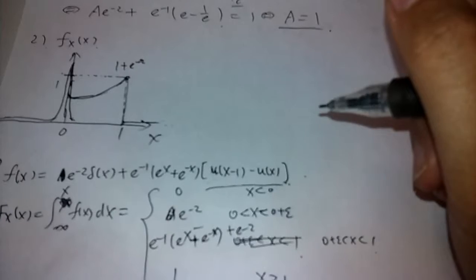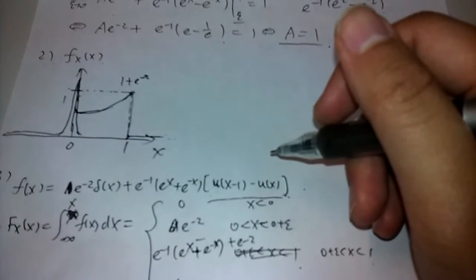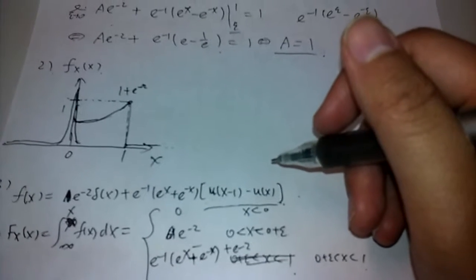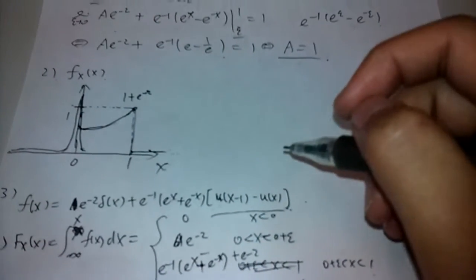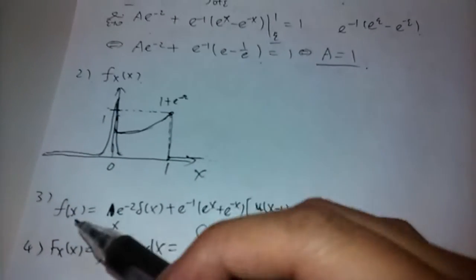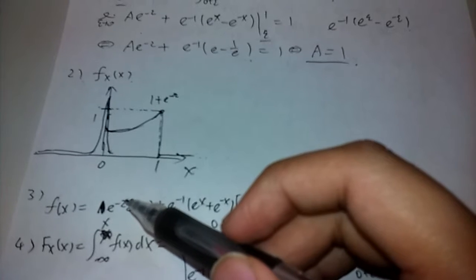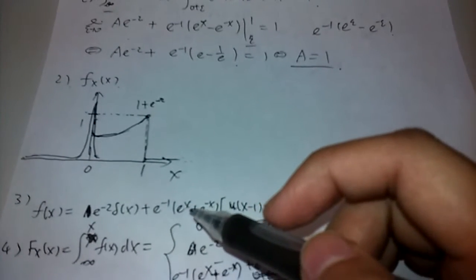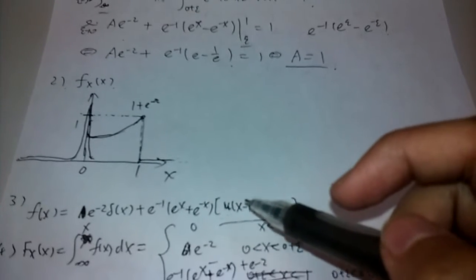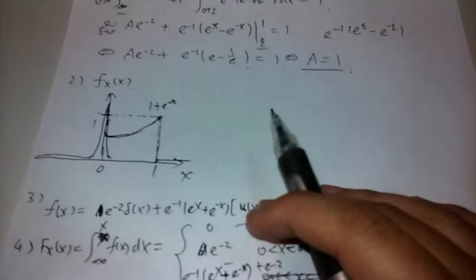So we can substitute this condition by u(x) minus u(x minus 1). This is actually a rephrase of saying that x is between 0 and 1, and the rest of the part equals 0. So the final answer is that f(x) equals e^(-2) delta(x) plus e^(-1)... plus a hyperbolic function times u(x) minus u(x minus 1).